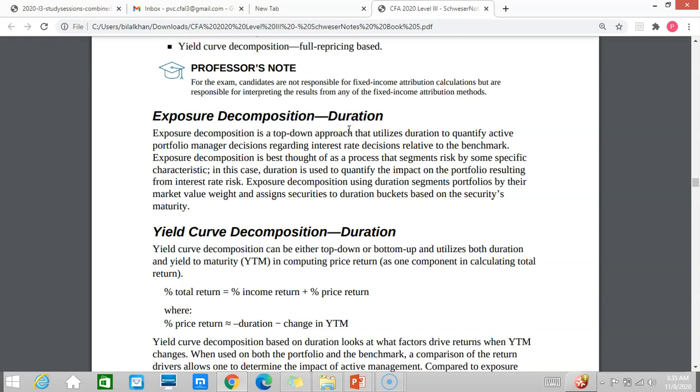So you know that the percentage change in total return is equal to percentage of income return plus percentage of price return. And you know that the percentage of price return is approximately equal to minus duration times change in YTM. If you multiply duration with change in YTM, that gives you the percentage change in price return. So if you want to find out how much of the price has changed due to change in YTM, you can use this formula.